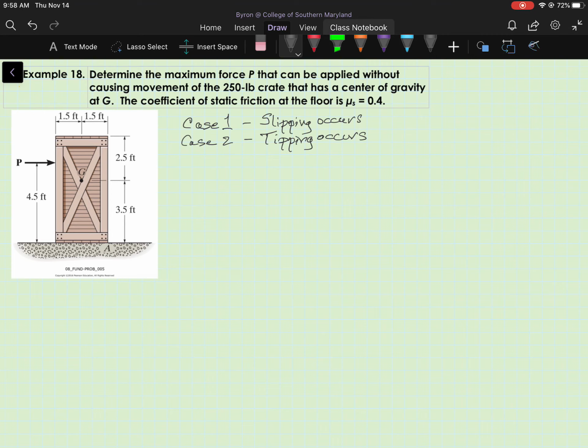So our approach to the problem then is to solve for the maximum force P for each individual case, and then compare the values of P obtained, and the case with the smaller value of P is the case that will actually occur. So let's look at slipping first, and we'll draw a free body diagram for that.